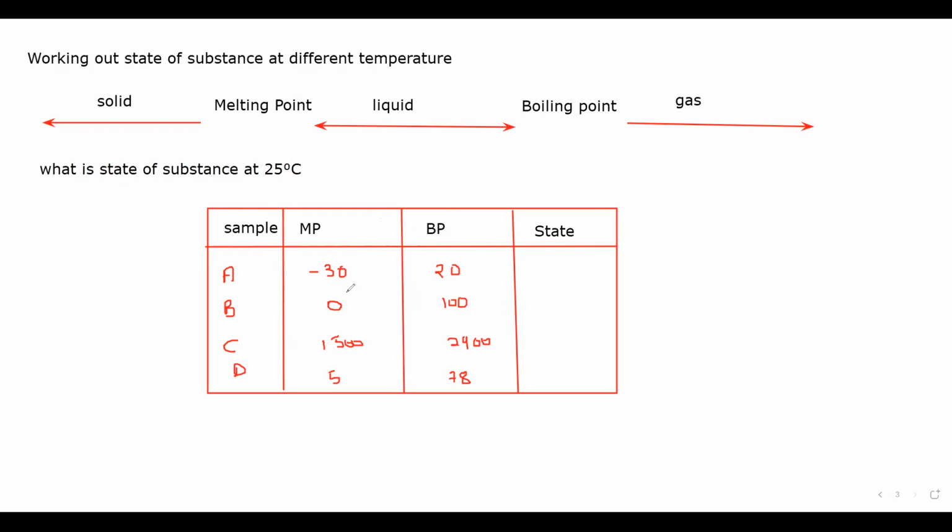Like a number line. You have -30 and 20. So where will 25 come? The number 25, after the boiling point, between the melting and boiling point, or before the melting point? For substance A, it will come after the boiling point because 25 is more than 20. So 25 will be here.